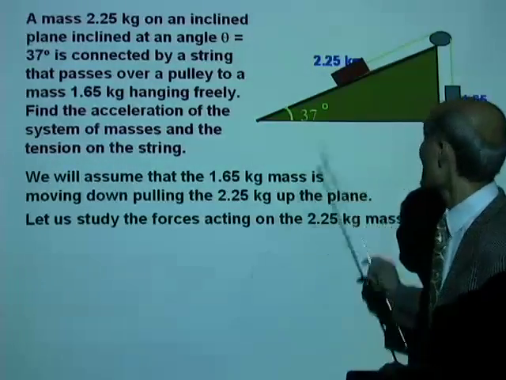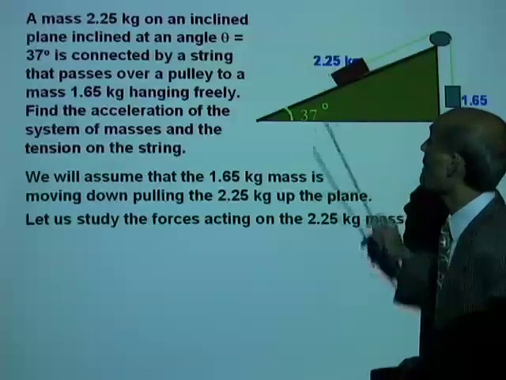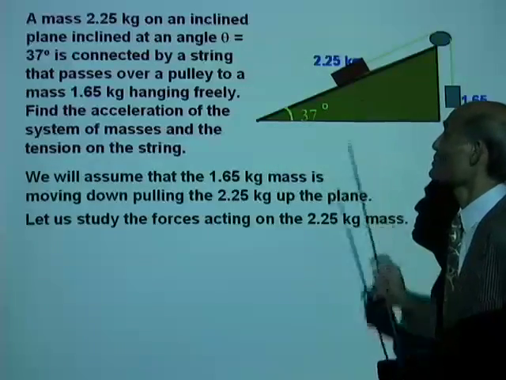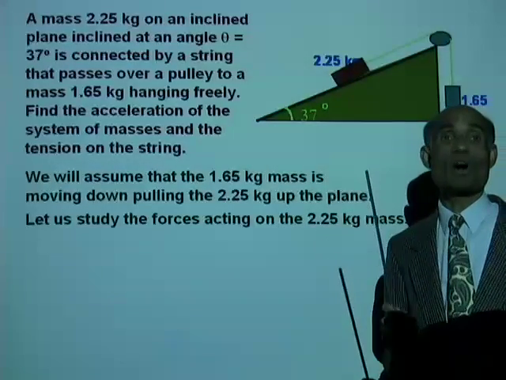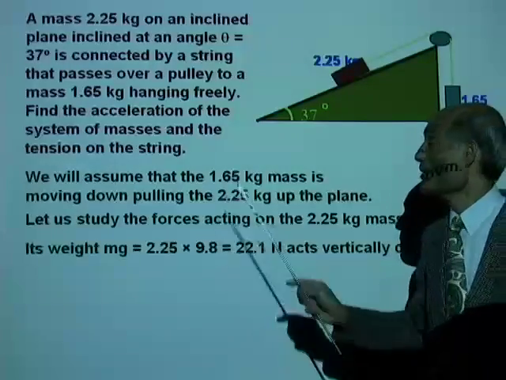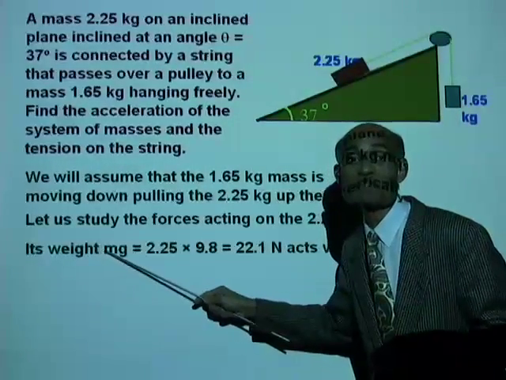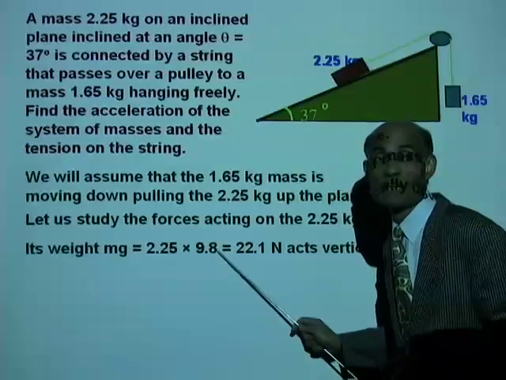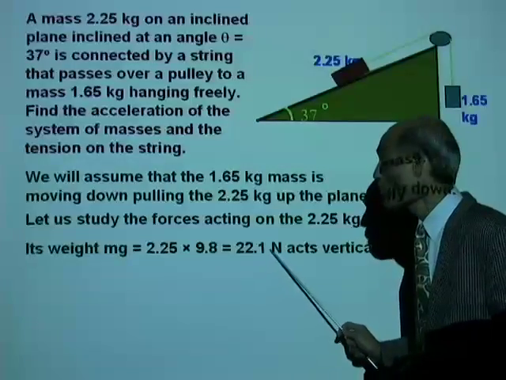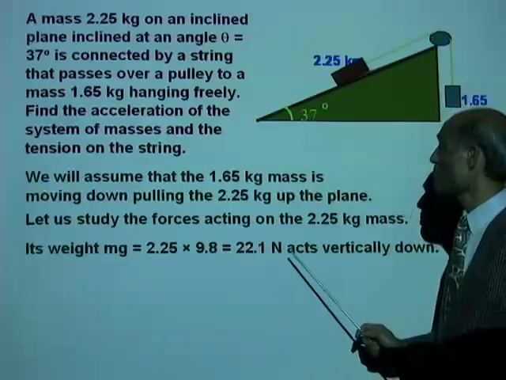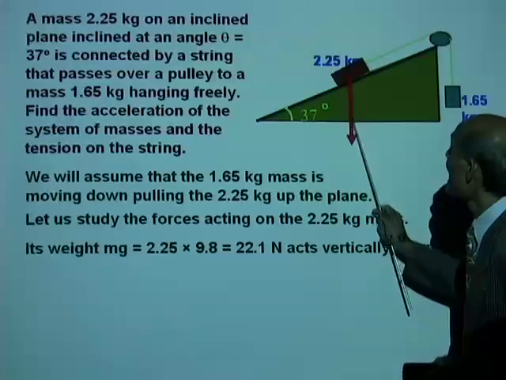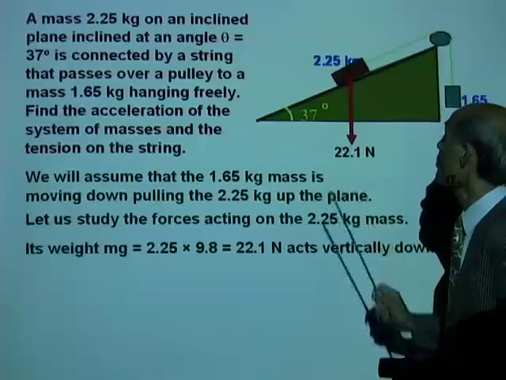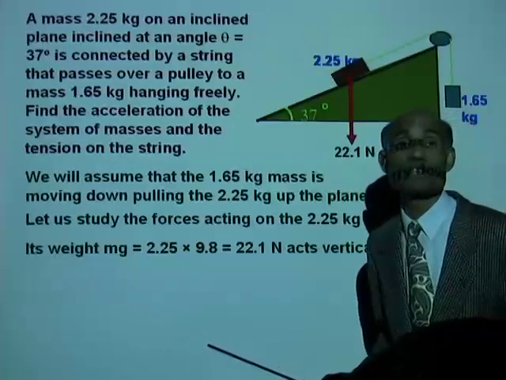Let's study the forces acting on the 2.25 kilogram. By now you must be familiar with the forces. What are the forces acting on the 2.25 kilogram? First of all, its weight mg. The mass is 2.25 kilogram, g is 9.8. Therefore, its weight is 22.1 Newton, acting vertically down. The weight of the box is 22.1 Newton acting vertically down.